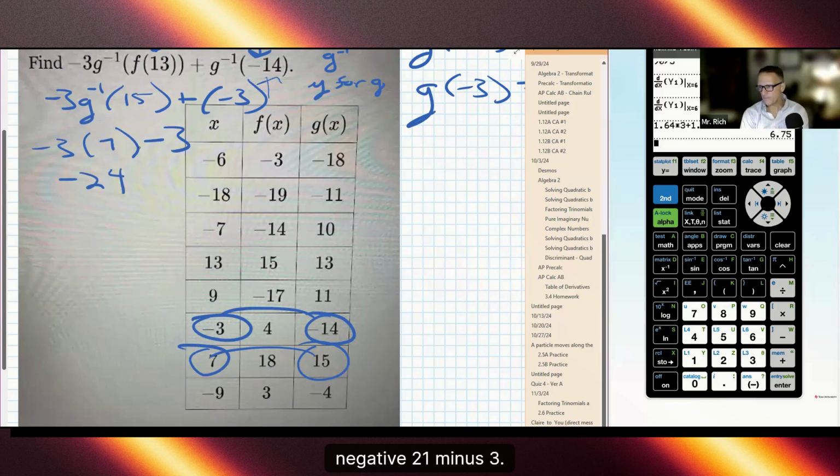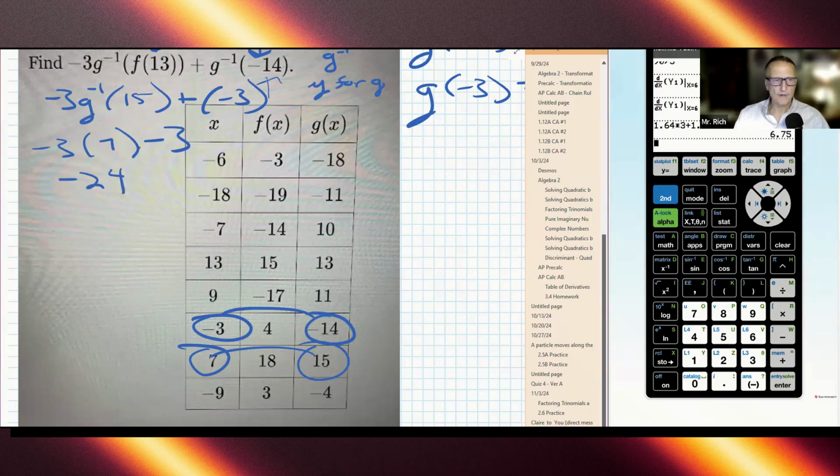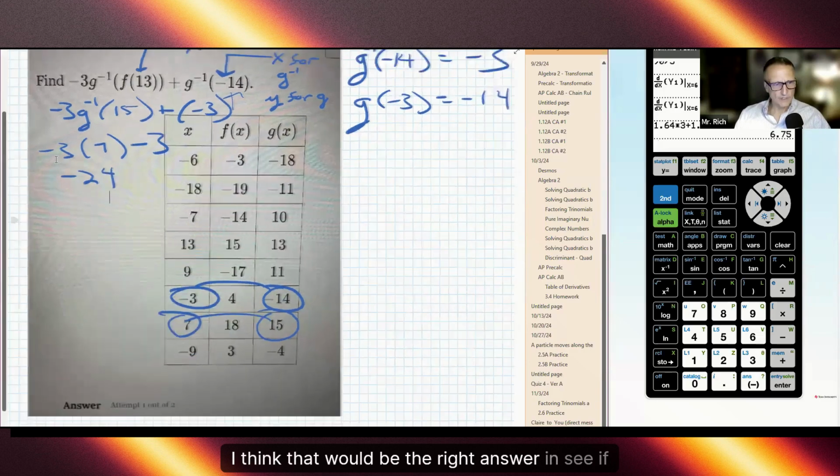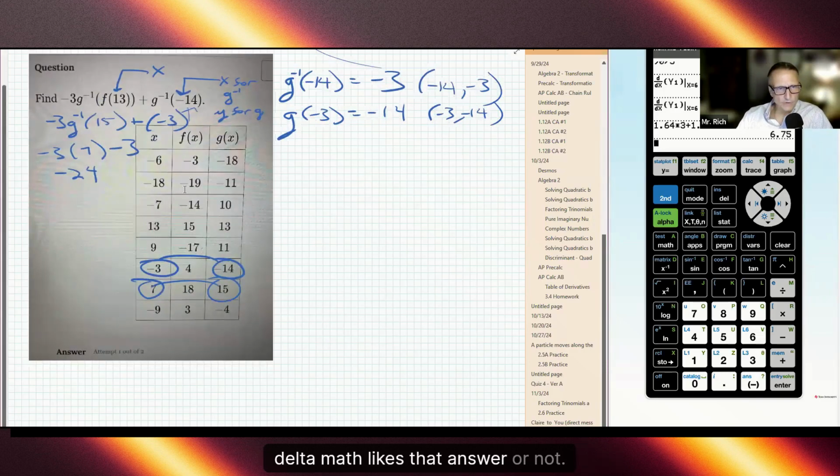And if I'm wrong, I apologize, but no, I think that's right. I think that would be the right answer. You can see if Delta Math likes that answer or not.